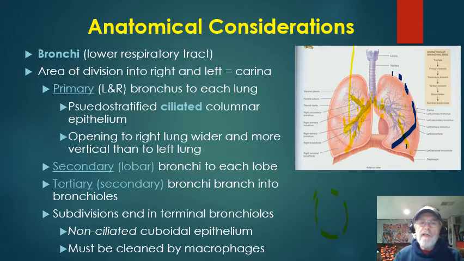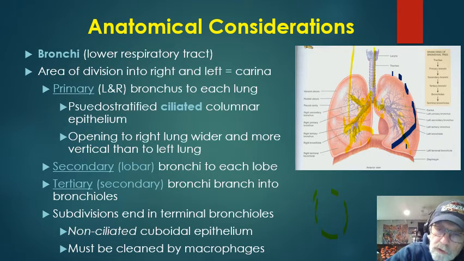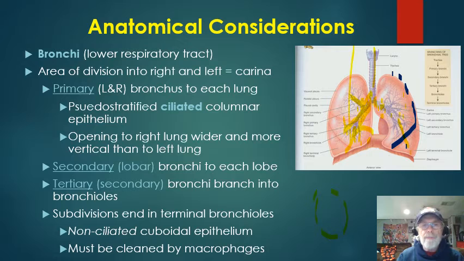When a kid swallows a bead or something like that, the place that they usually look for it is down here. That's the most direct route to get down to the lower lobe. So I get what's called a primary bronchus, which is still pseudostratified ciliated columnar epithelium. Again, trapping particulate matter. Again, the opening to the right lung is wider and more vertical than the left lung.